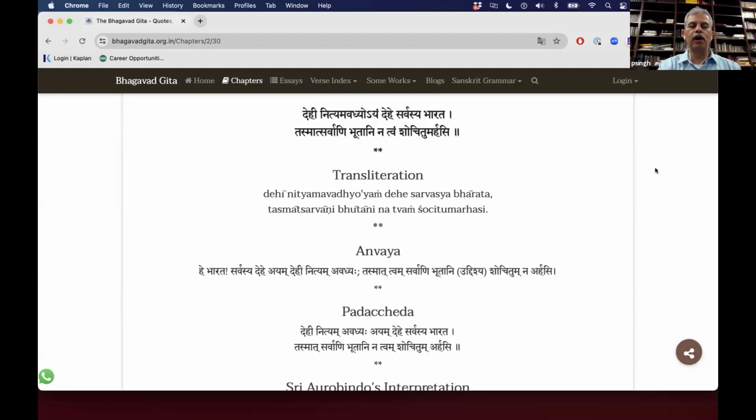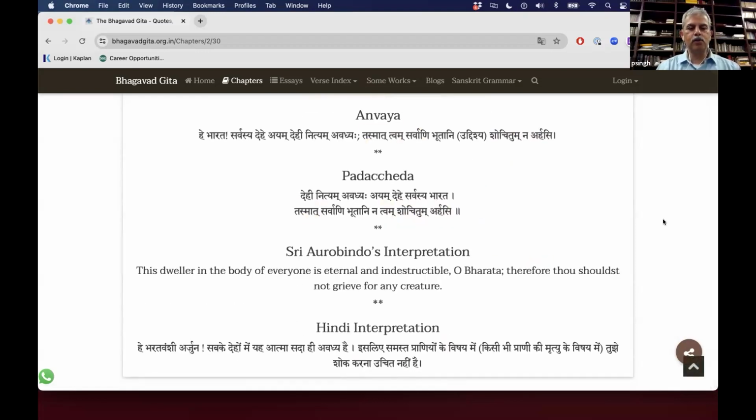Now, when you do Anvaya, Anvaya means when you rearrange the words so that you understand. Because in Sanskrit, you can put words back and forth and it doesn't change the meaning. Because Sanskrit goes by the vibhakti and the case. So it is quite scientific that way. If you want to read Sri Aurobindo's interpretation, which would be very worthwhile here, maybe you can go down a little bit. There it is. This dweller in the body of everyone is eternal and indestructible, O Bharata. Therefore, thou shouldst not grieve for any creature. So that is what he means.